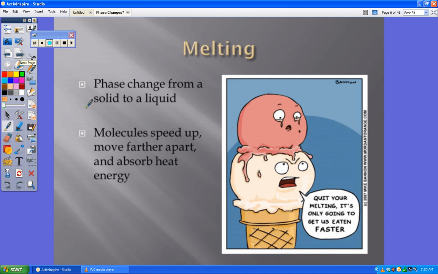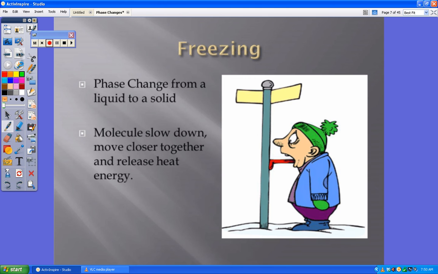Melting is a phase change from a solid to a liquid. Molecules speed up, they move further apart. I think everyone's pretty familiar with that. Phase change from a liquid to a solid is freezing. So molecules slow down, they move closer together, and generally release heat.